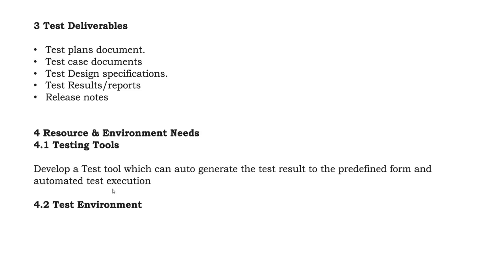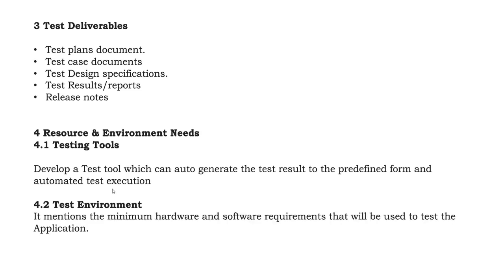Test environment: it mentions the minimum hardware and software requirements that will be used to test the application. For example, what is the software, what operating system are we using, and what is the version? All these things can also be documented and play a crucial role because it gives an overview of the project. So till now we saw the different components that we can consider while writing the test plan.